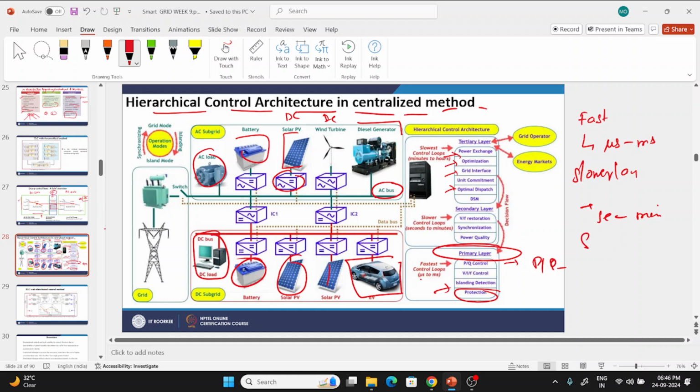And the slowest goes for minutes to hours. What happens in the secondary layer is that if any outages happen, then after that the restoration happens, and then synchronization happens, and the power quality, all these things are being done in a centralized way.